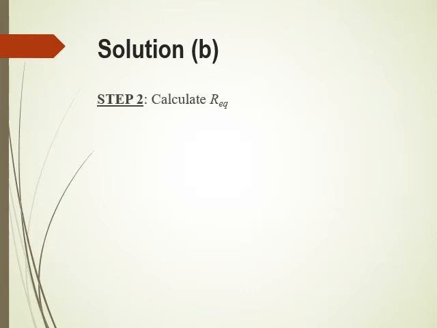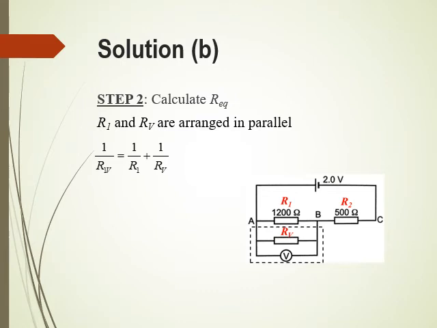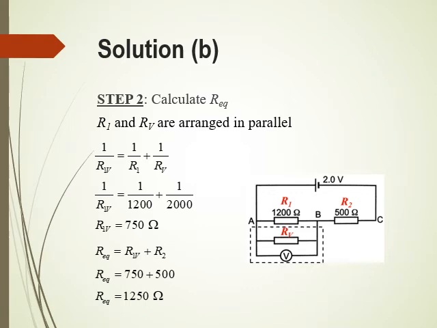Step 2. Calculate R equivalent. Once again, if you look at the diagram, R1 and RV are arranged in parallel. Apply the equation 1 over R1V equals 1 over R1 plus 1 over RV. You will obtain R1V equals 750 ohm. And then calculate R equivalent by using R1V plus R2, and you will obtain R equivalent equals 1250 ohm.